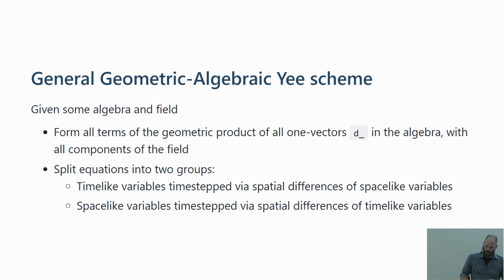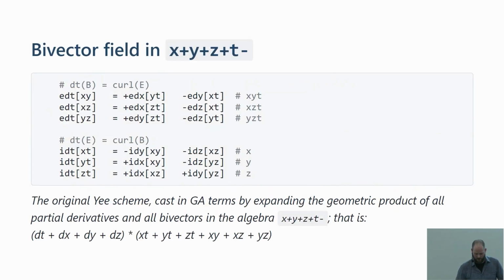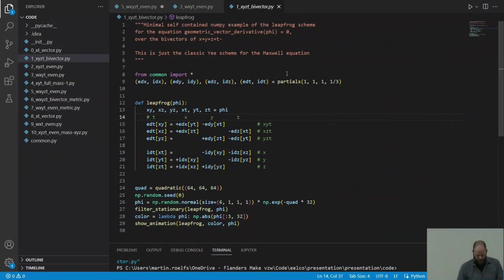Because of the geometric product structure, you always have this leapfrog structure that allows you to have this causality, whereby if you know one slice in time, all the other ones in time are implied as you march through time. So here we have this guy again on my slides.